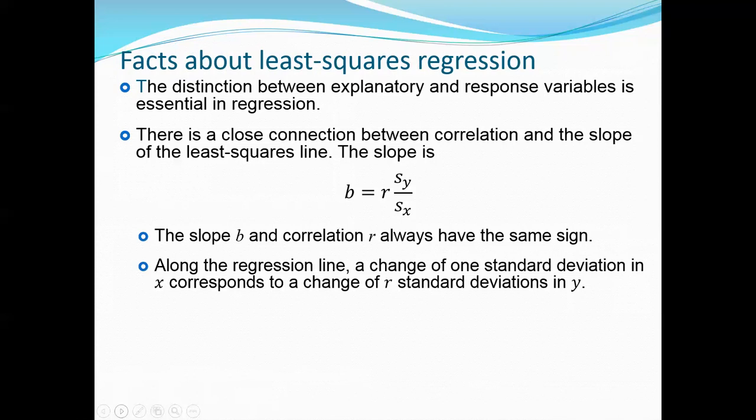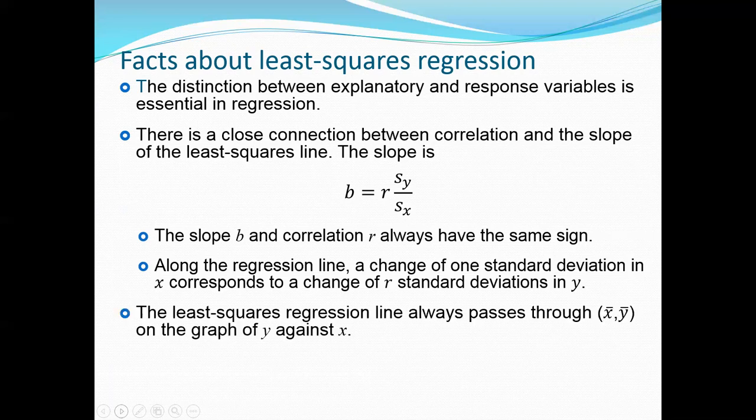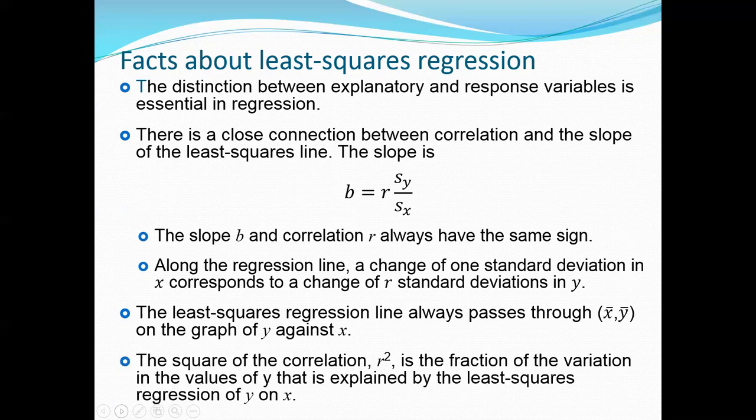Along the regression line, a change of one standard deviation in x corresponds to a change of r standard deviations in y. The least squares regression line always passes through the point x bar, y bar, on the graph of y against x. That's the point of the means.